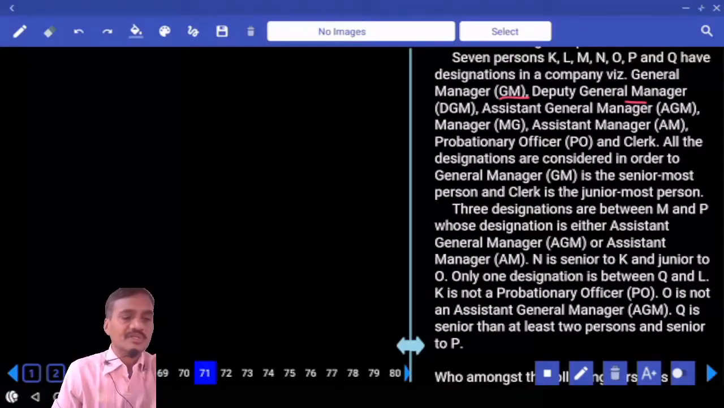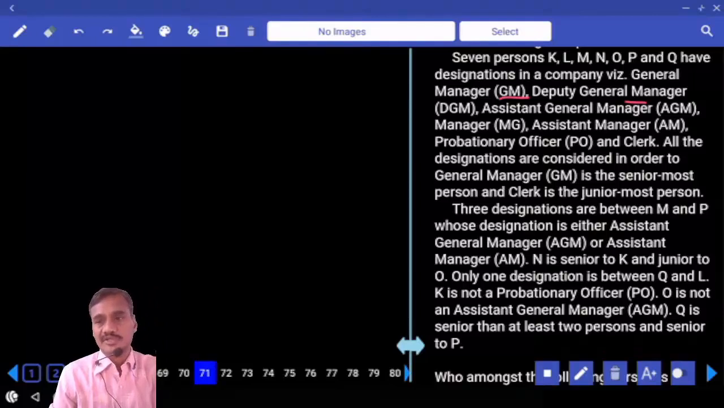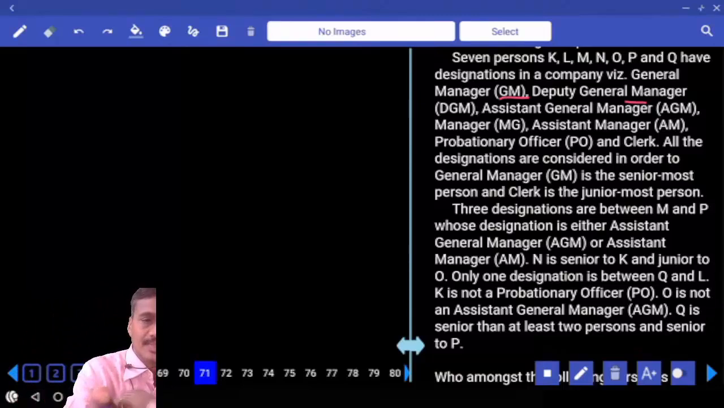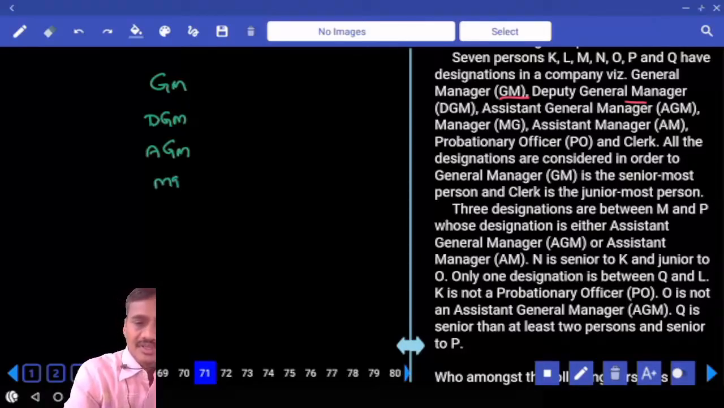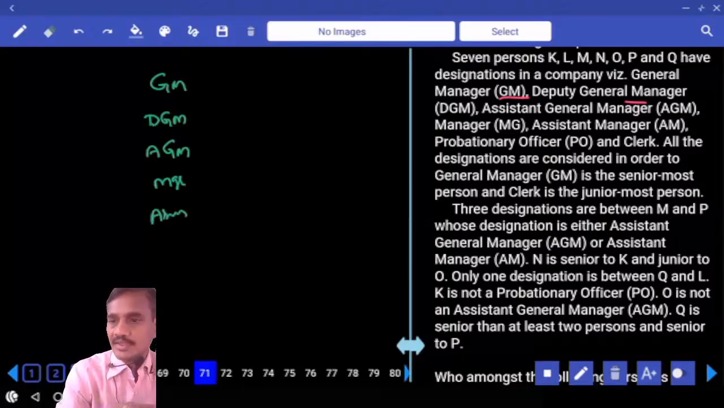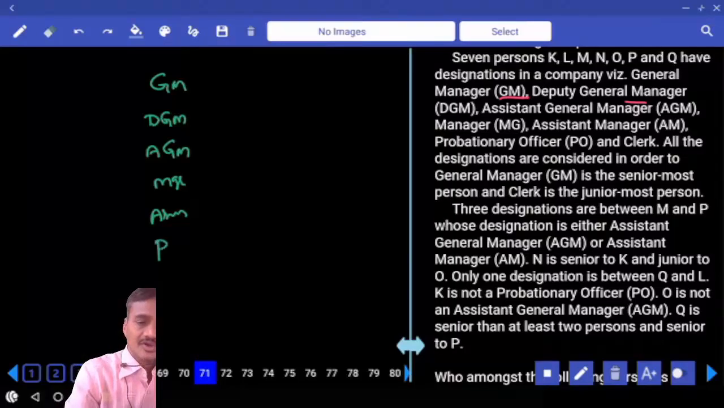And the next one, now tell me who is the first person we have. The first one is General Manager. Starting with the General Manager, all the different positions we have. First GM, General Manager. Next, who is there? DGM, Deputy General Manager, followed by AGM, Assistant General Manager, and next one Manager, isn't it? And Manager, Assistant Manager, and followed by PO and a clerk. Now these are the hierarchical positions we have.